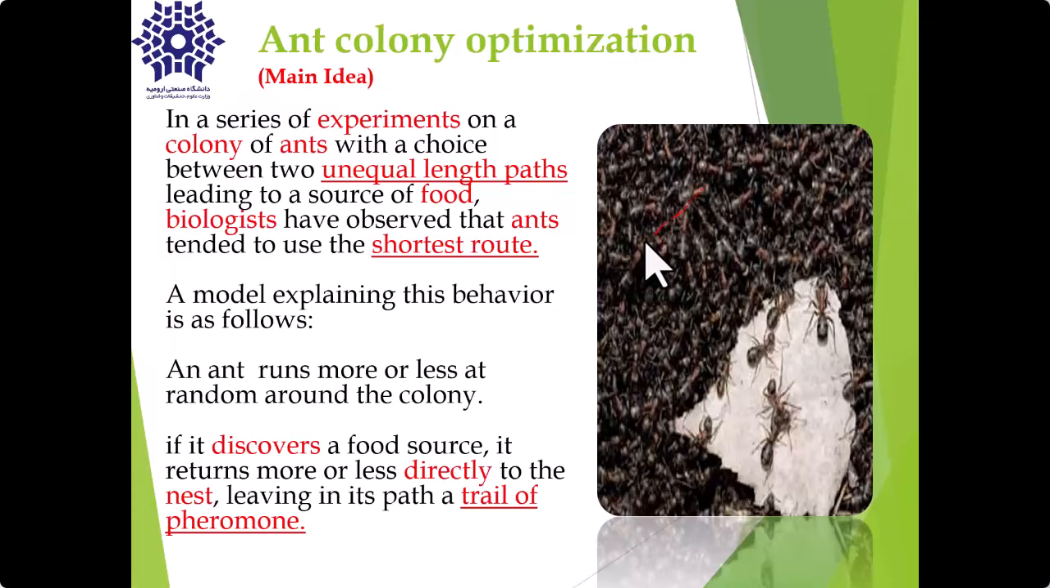An ant runs more or less at random around the colony. So at the beginning, every ant travels in a random way. If it discovers a food source, it returns more or less directly to the nest, leaving in its path a trail of pheromone. The pheromone is a liquid. Then when the ant spreads the pheromone on the path, other ants can smell it and follow that path.